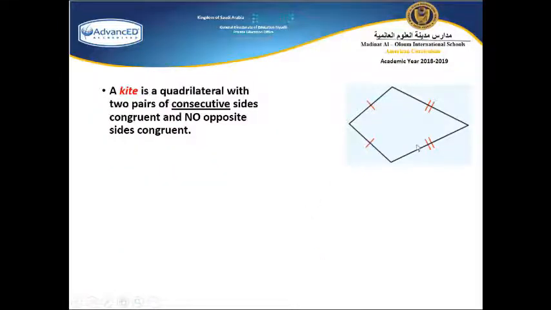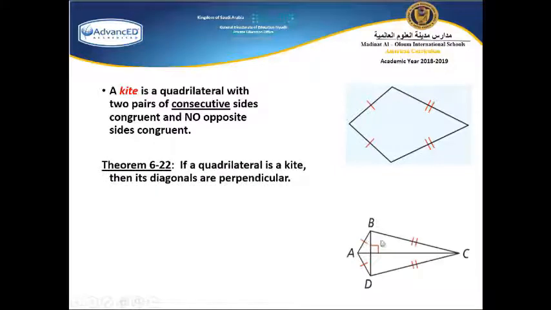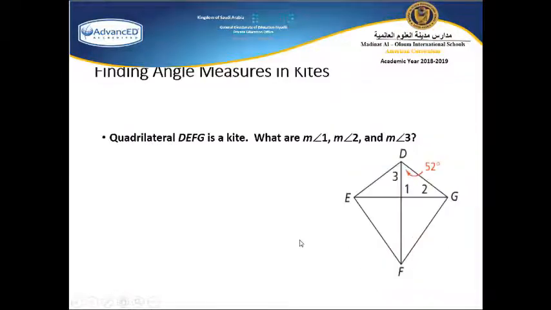What about the kite? The kite is a quadrilateral with two pairs of consecutive sides congruent. The two diagonals of the kite are perpendicular, and the longest diagonal bisects the opposite angle. Not the shortest one, the longest one bisects the opposite angle, and also bisects the shortest diagonal.